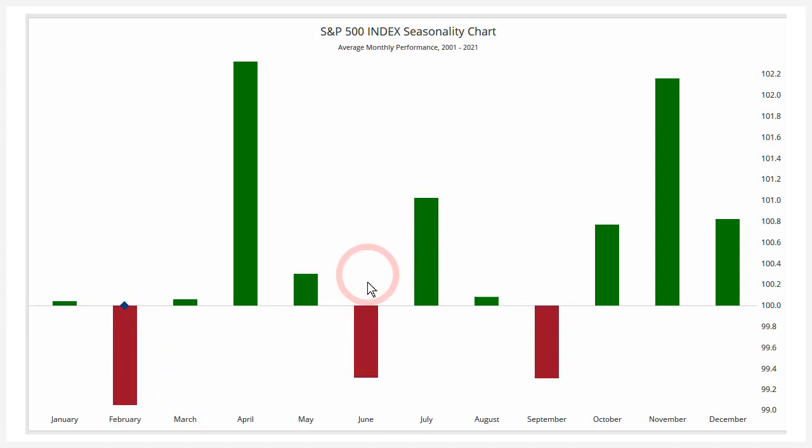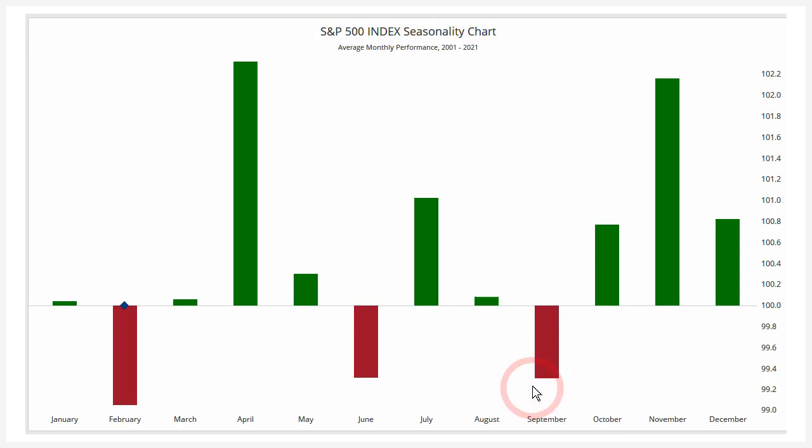And the same is true in June. If we look at June 2002, down 6%. June 2008, down 8.6%. June 2010, down 5.4%. And then in September, it gets even worse. In September, you had 4 declines greater than 7% over the last 20 years.